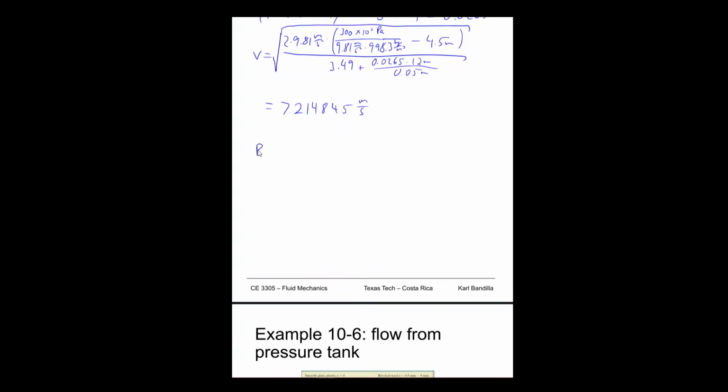So if we do our Reynolds number again, that's now 998.3 kilograms per cubic meter times our new velocity, 7.214845 meters per second, times 0.05 meters, divided by 1.00 times 10 to the minus 3 Newton seconds per meter squared, which gives us 3.60 times 10 to the 5.